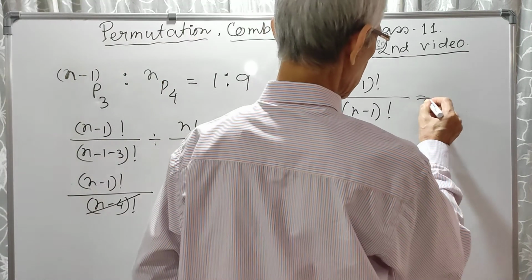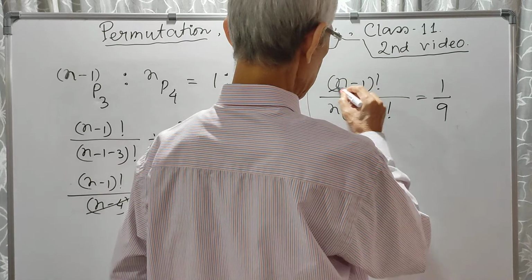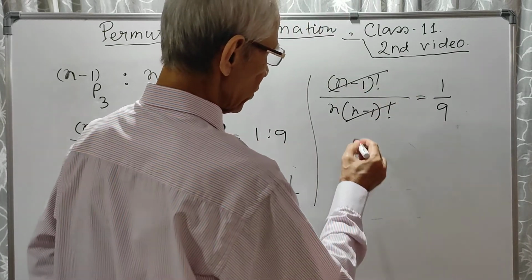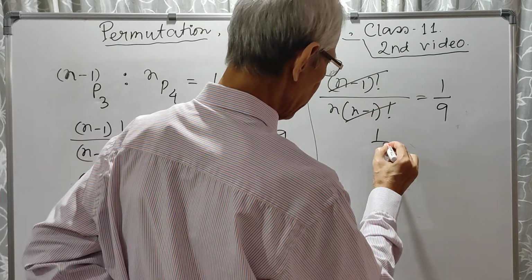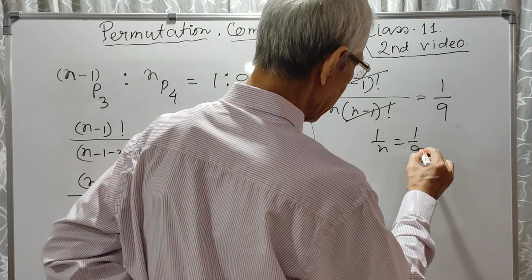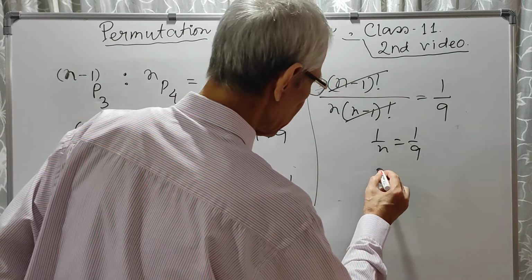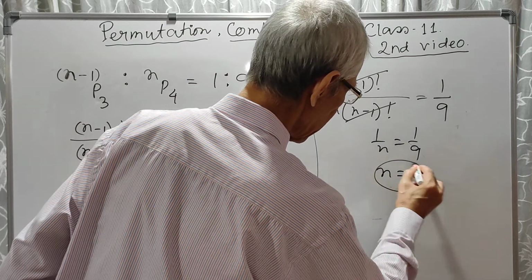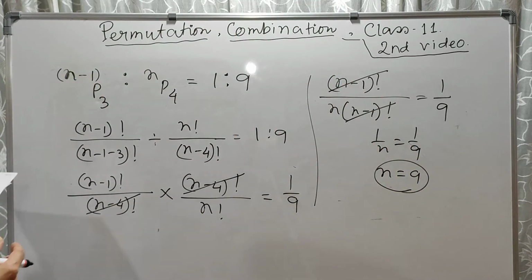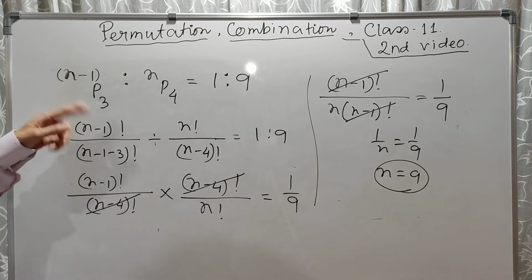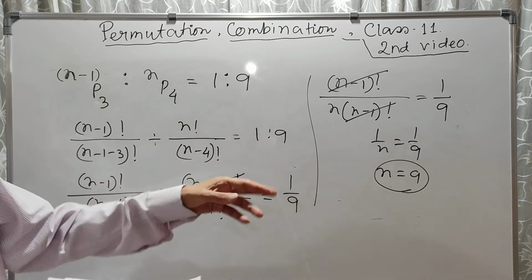So that is equal to 1/9. Now this and this cancel. So what remains? 1/n. So 1/n equal to 1/9. Therefore n equal to 9. This is the answer, n equal to 9. All right. So this is how we have solved for n.